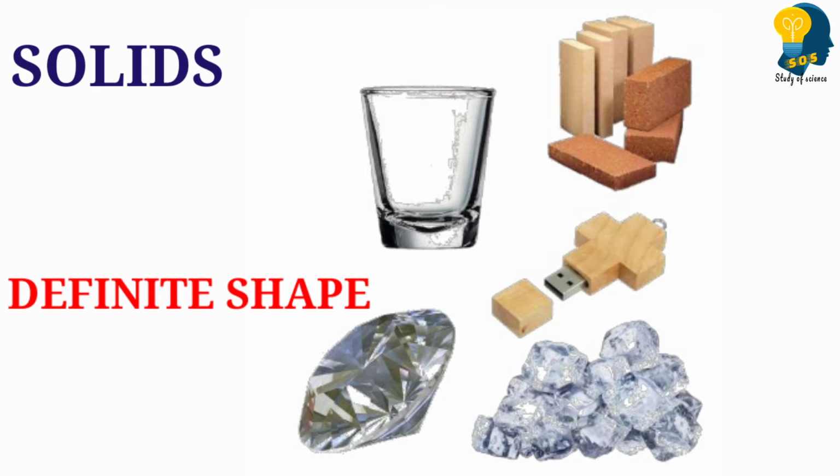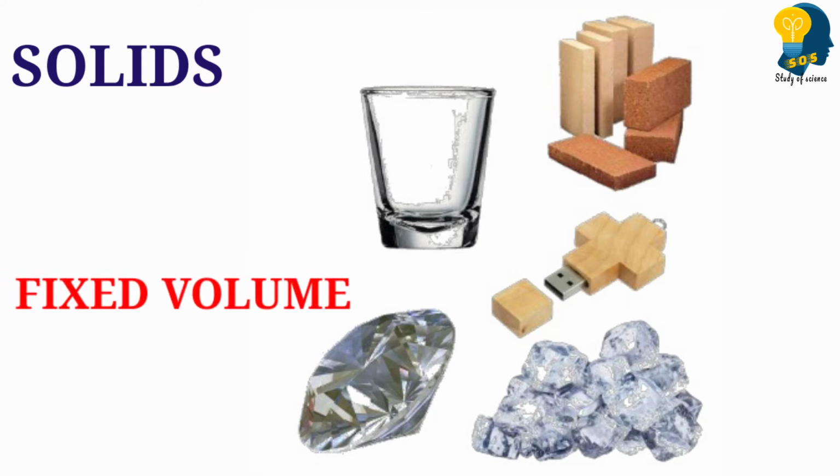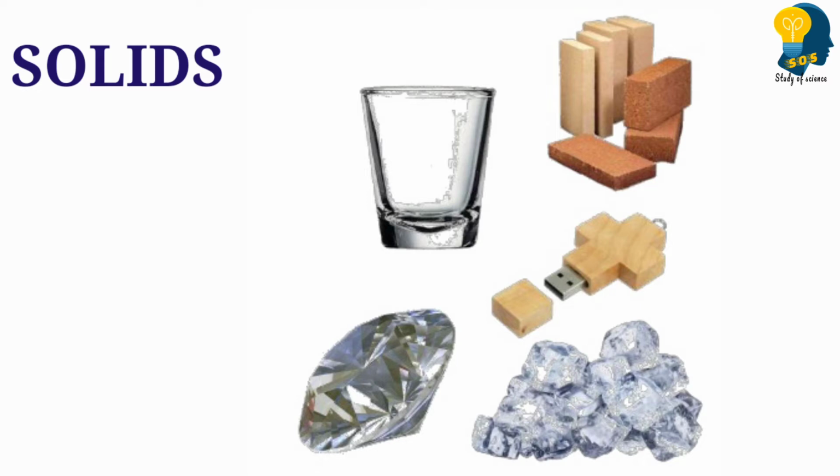They all have a definite shape. The glass has a definite shape, the diamond has a definite shape, the brick has a definite shape. And they also have a fixed volume. Hence, we can consider these substances as solids.